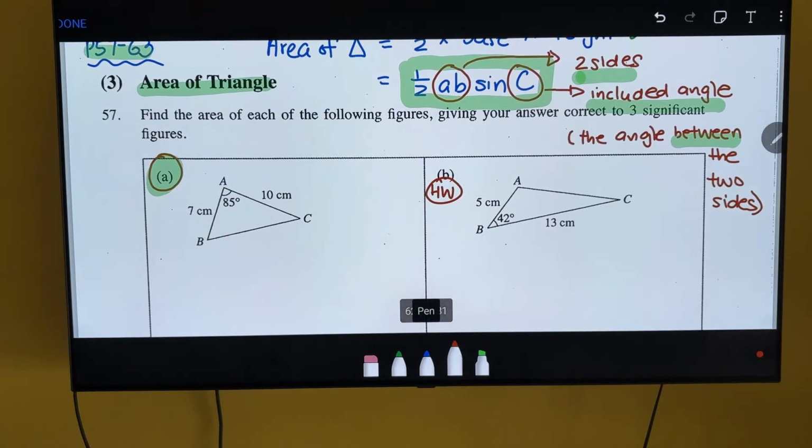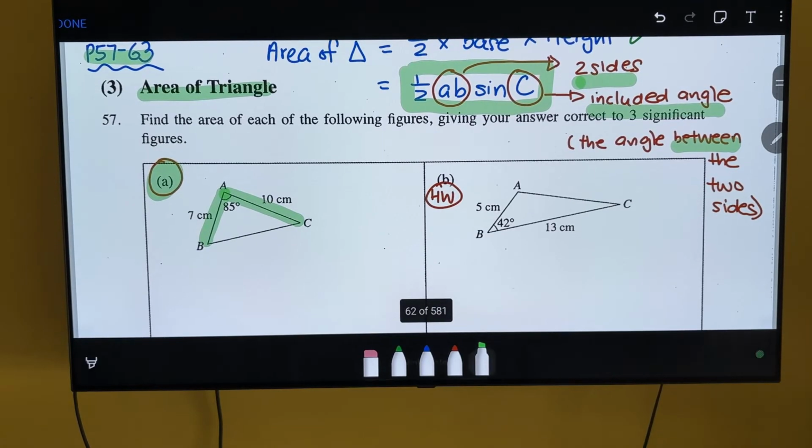If we look at question 57A, we have this particular triangle and we have side AB given, we have side AC given, and we do have an angle between the two sides, that's 85 degrees. So from here, we can actually see that we could allow A to be 7 cm, we allow B to be 10 cm, and the included angle, which is 85 degrees, that will be C. So substituting these values in, we could find the area of the triangle.